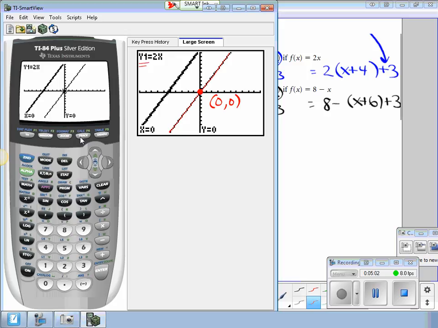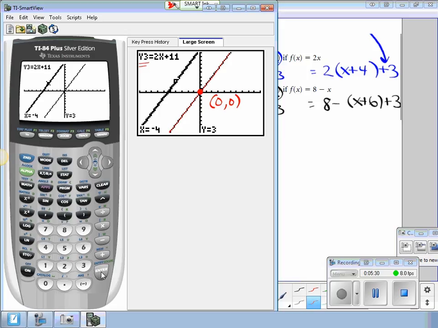Watch what happens when I trace y2. I want to hit down until I get to y2. I'm going to trace to -4 and hit enter. Is the point -4, 3 on that line? Yes. Okay. I'm going to go to the other line, which is y3, and trace it to -4. It's also at -4, 3. So you landed on the same line.